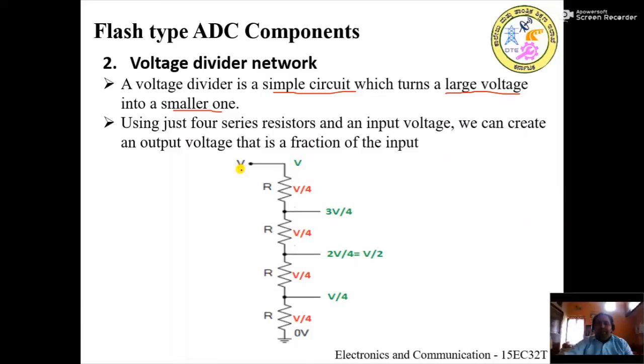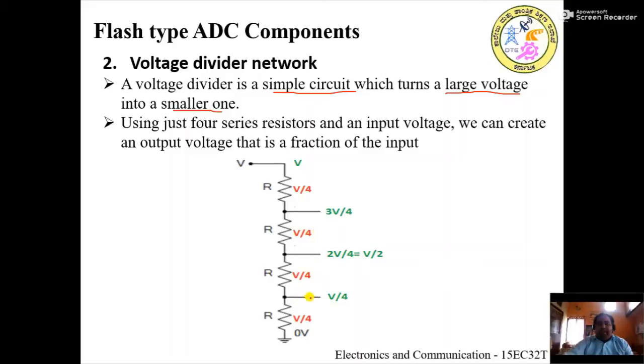Let's say the supply voltage that is given is V. As we know from basic electronics, since the resistors are connected in series, the current flowing through each of these resistors will be the same. The difference would obviously be the drop across each resistor. Since all the resistors are of resistance R only, the voltage will get divided equally. The drop will be V by 4.